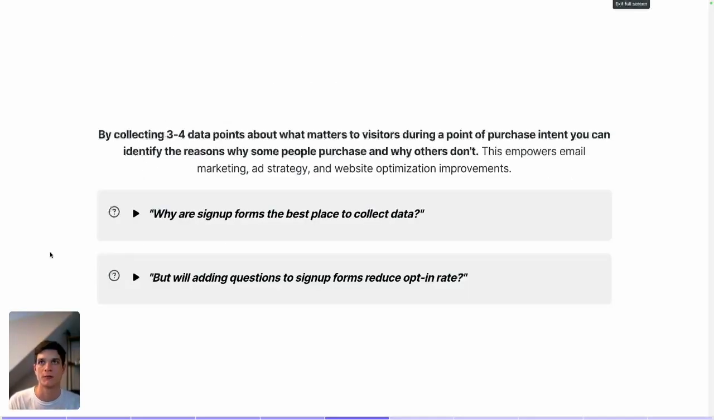And so by collecting 3 to 4 data points about what matters to people at a high point of purchase intent, you can identify the reasons why some people purchase and why other people don't. And this empowers email marketing and advertising and website improvements. And so a couple common questions about this point. One, why are sign-up forms the best place to collect data?